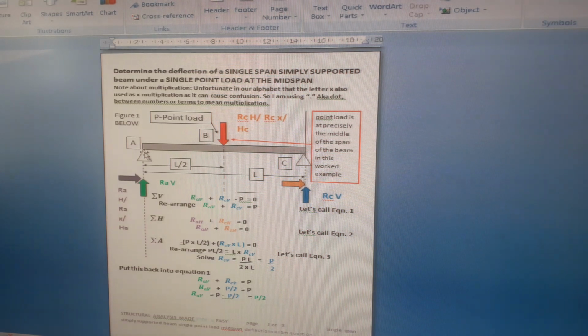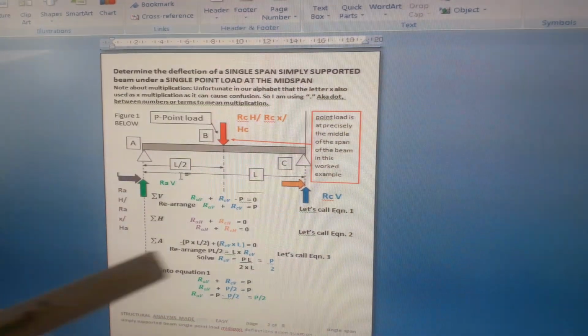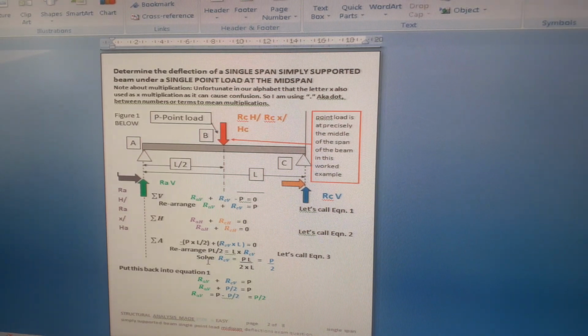And then finally, we take moments about A. So minus P times L over 2, that's a clockwise moment, plus RCV times L, that's the anti-clockwise moment. Basically, the point load here times L over 2 is equal to RCV times L. If we rearrange that, PL over 2 equals L times RCV. Solving, RCV equals PL divided by 2L, which equals P over 2.